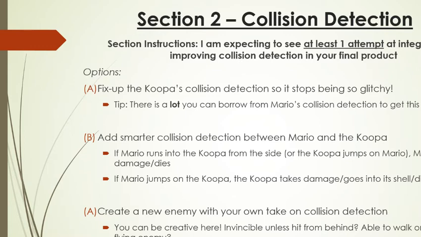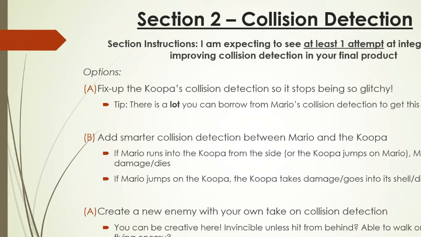A, fix up Koopa's collision detection so it stops being so glitchy. There's a lot you can borrow from Mario's code to get this to work. Try and get it so that the Koopa is able to respond, particularly when it jumps up into a box. Much better. The way right now he operates is very rudimentary. Or B, you can add some smarter collision detection between Mario and the Koopa.